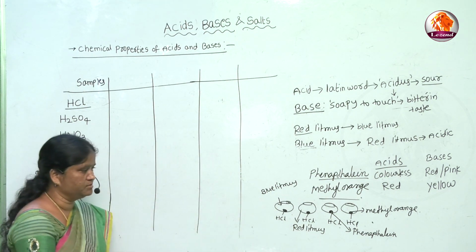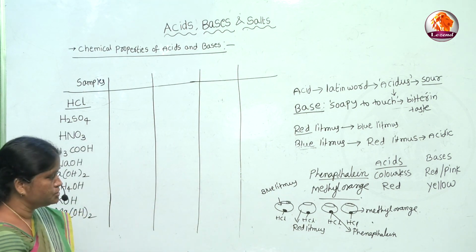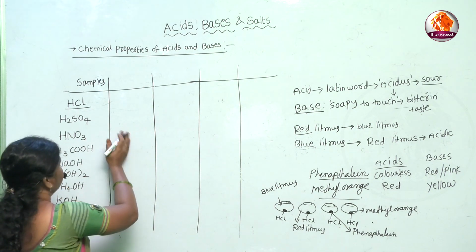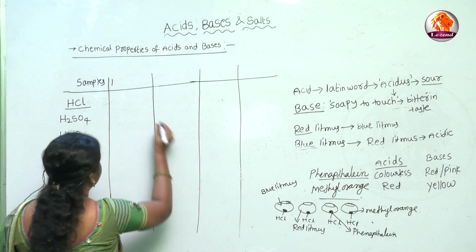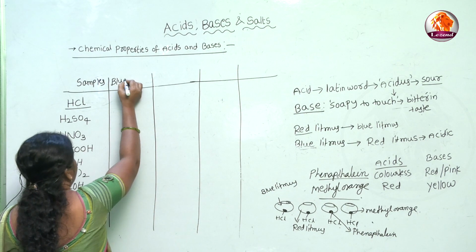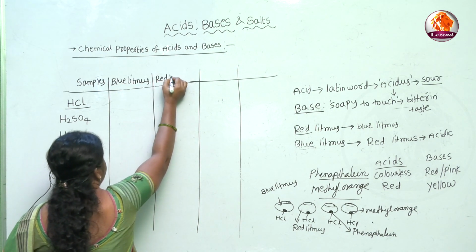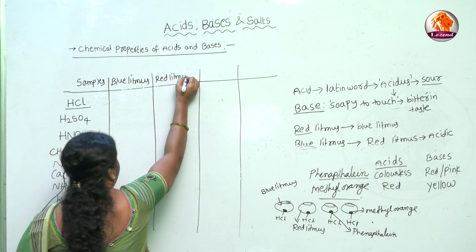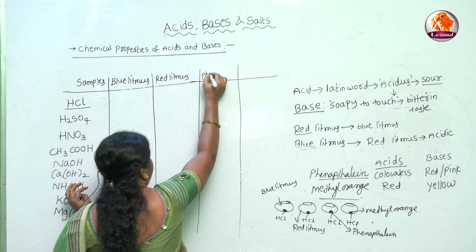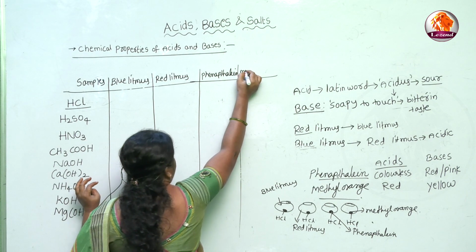And we have to observe the changes of colors of the solution in the watch glasses, and note them down in the table. First, which one did we dip here? Blue litmus. Next, red litmus, phenolphthalein, methyl orange.